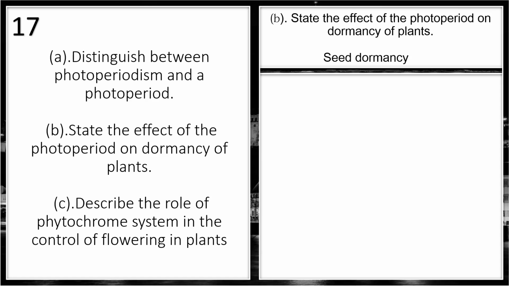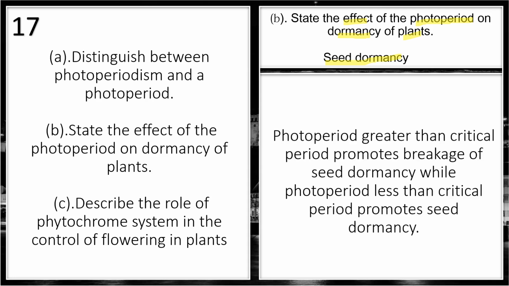We are still looking at the effect of photoperiod on the dormancy of plants. We are now looking at seed dormancy. Photoperiod greater than the critical period promotes the breakage of seed dormancy, while photoperiod less than the critical period promotes seed dormancy.